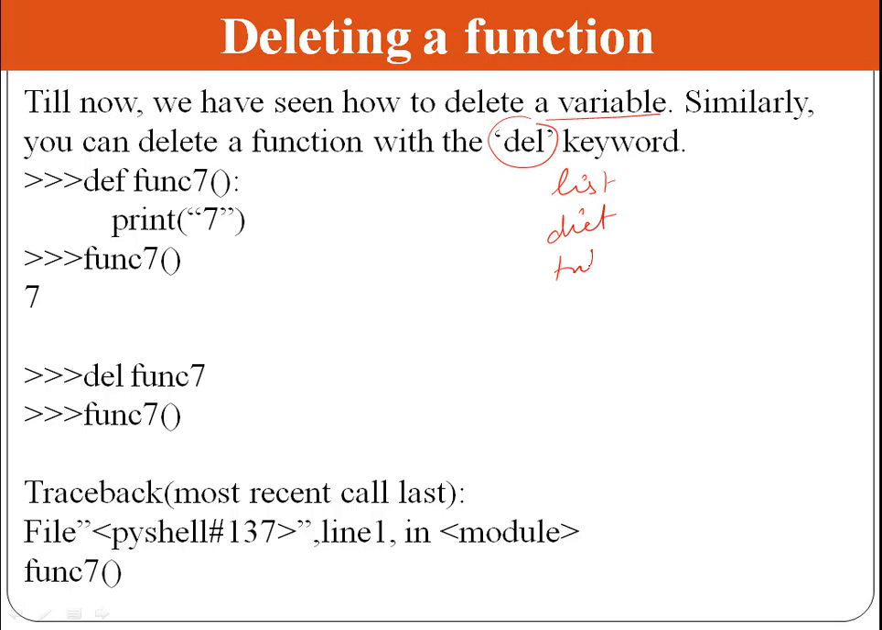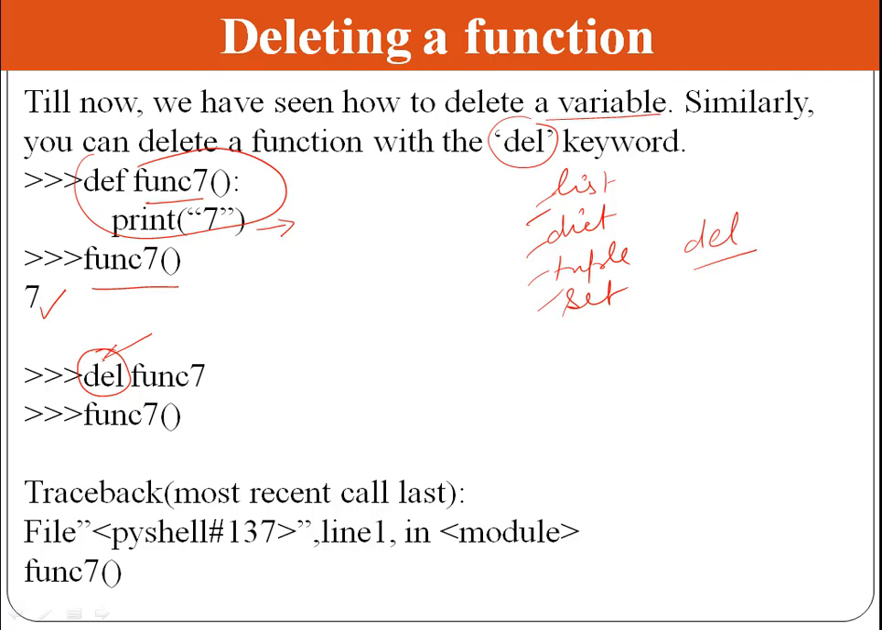So here also we have defined one function over here, def func7. Then this is the body of the function, and you have executed it. It has returned you some result. Now you are deleting this function by using the keyword del, and you are writing the name of the function over here. So it is func7. You are trying to call this function again after deleting. So it is giving you the error that this does not exist.